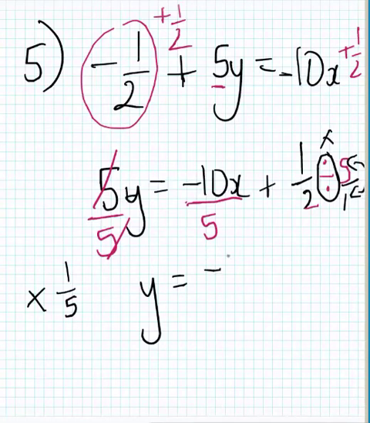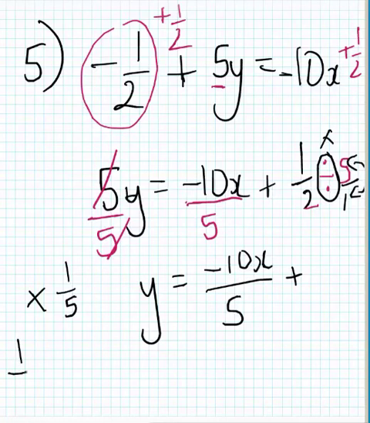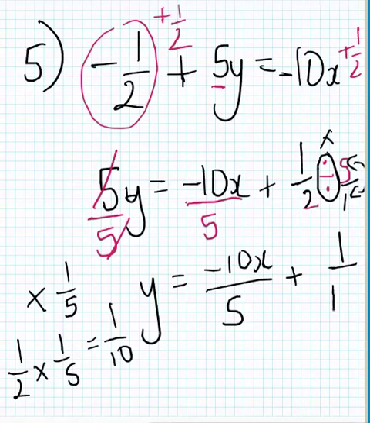we'll simplify this in a second. So minus 10x over 5 plus, and a half, so here we ended up with a half times a fifth. A half times a fifth gives us 1 times 1 is 1, 2 times 5 is 10, so 1/10. So we end up with 1 over 10. Okay, this was just using your basic fraction skills. So a half divided by 5 is the same as saying a half times 1 over 5, which gives us 1/10.